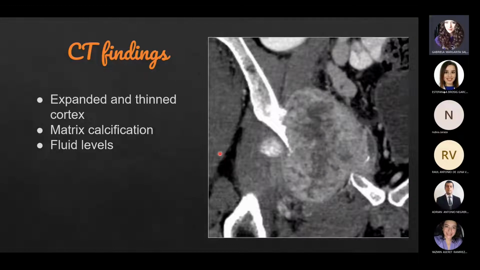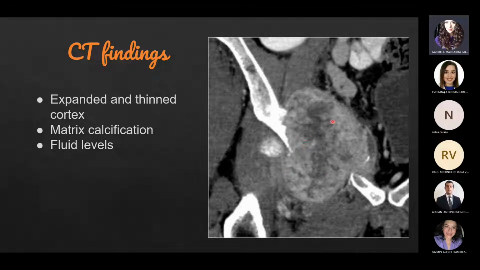On the CT, we're not going to get more information about the tumor itself, but it is superior to conventional radiography to outline the tumor extent. What we're going to see in the CT is an expanded and thin cortex, as we can see here. We can also see matrix calcification. It's not always present, but it can happen.